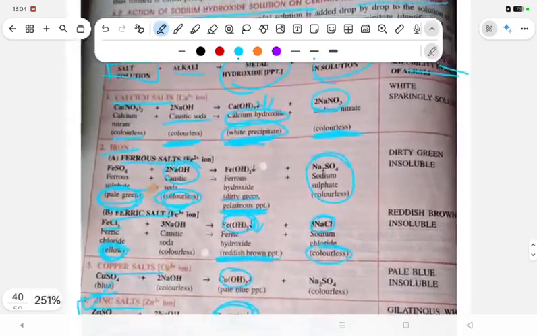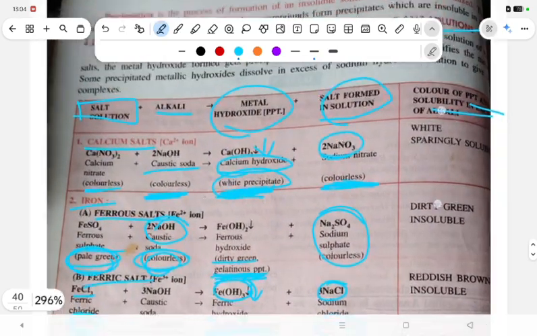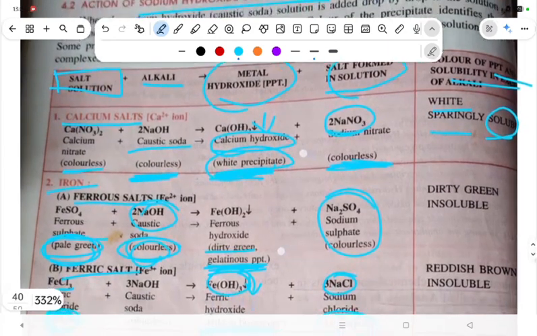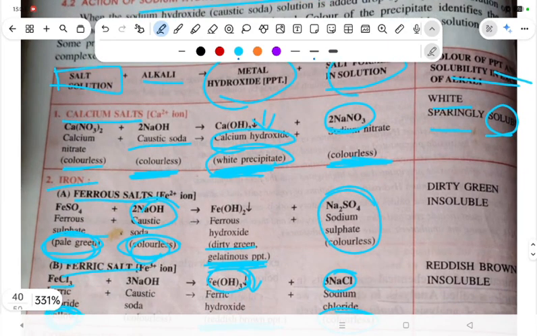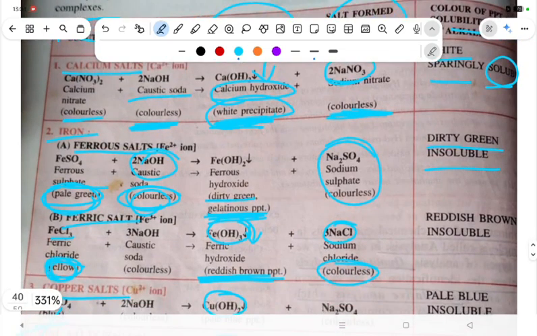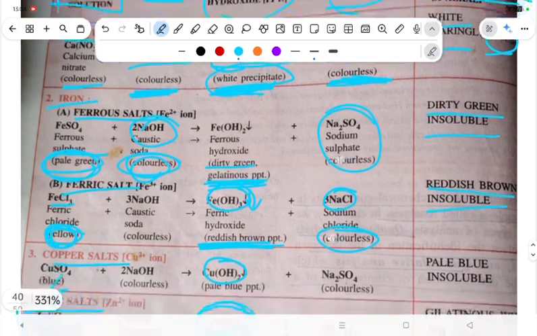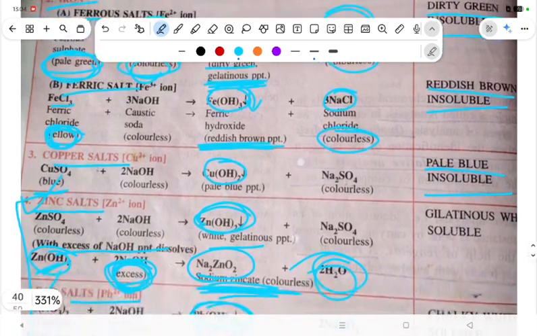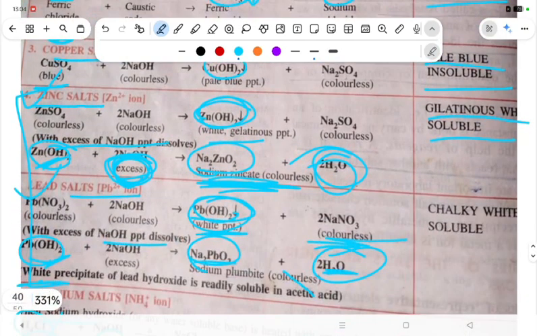And here an important thing, in the summary: calcium salts form a white precipitate, sparingly soluble. Ferrous ion, dirty green, insoluble. Ferric ions, reddish brown, insoluble. Copper salts, pale blue, insoluble. Zinc salt, gelatinous white, soluble. Lead salts, chalky white, soluble.